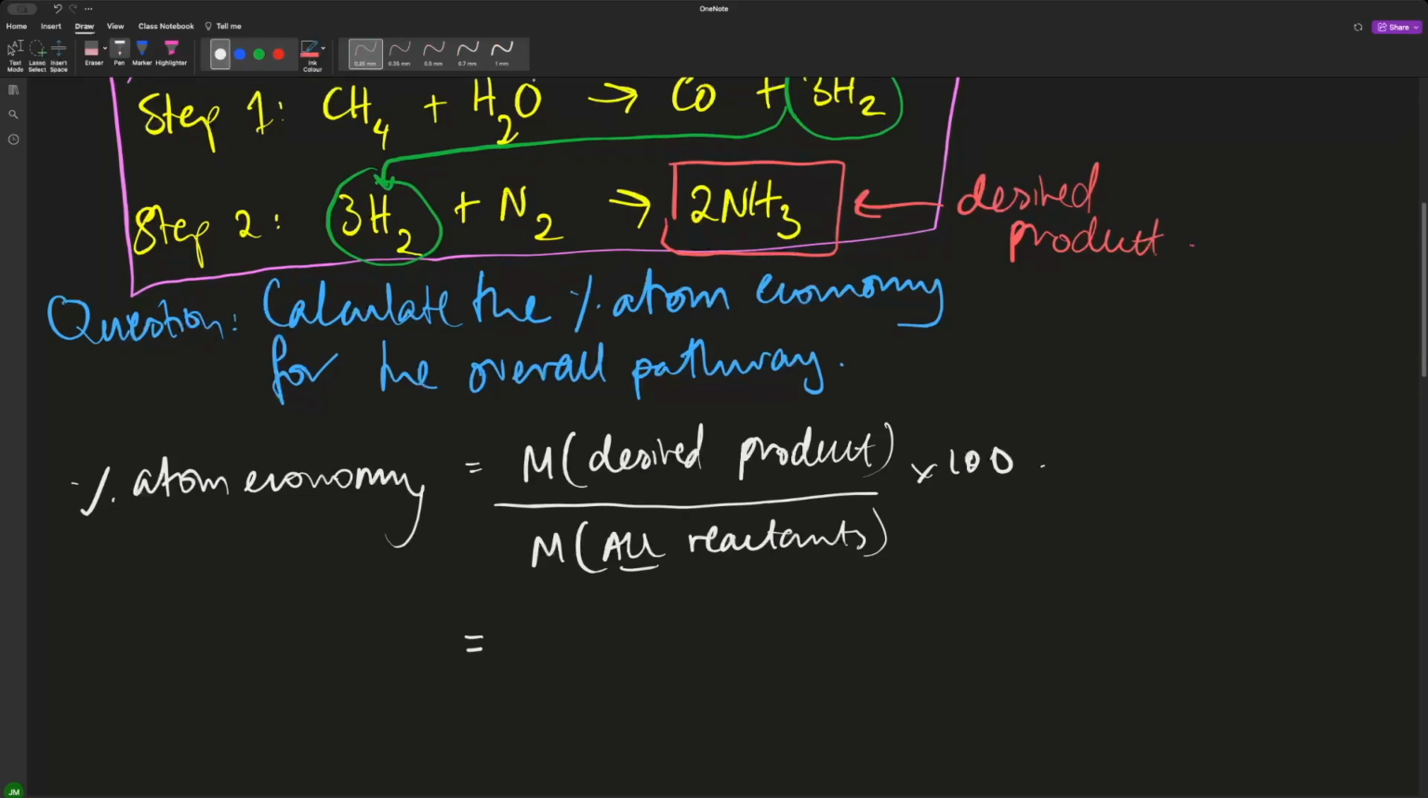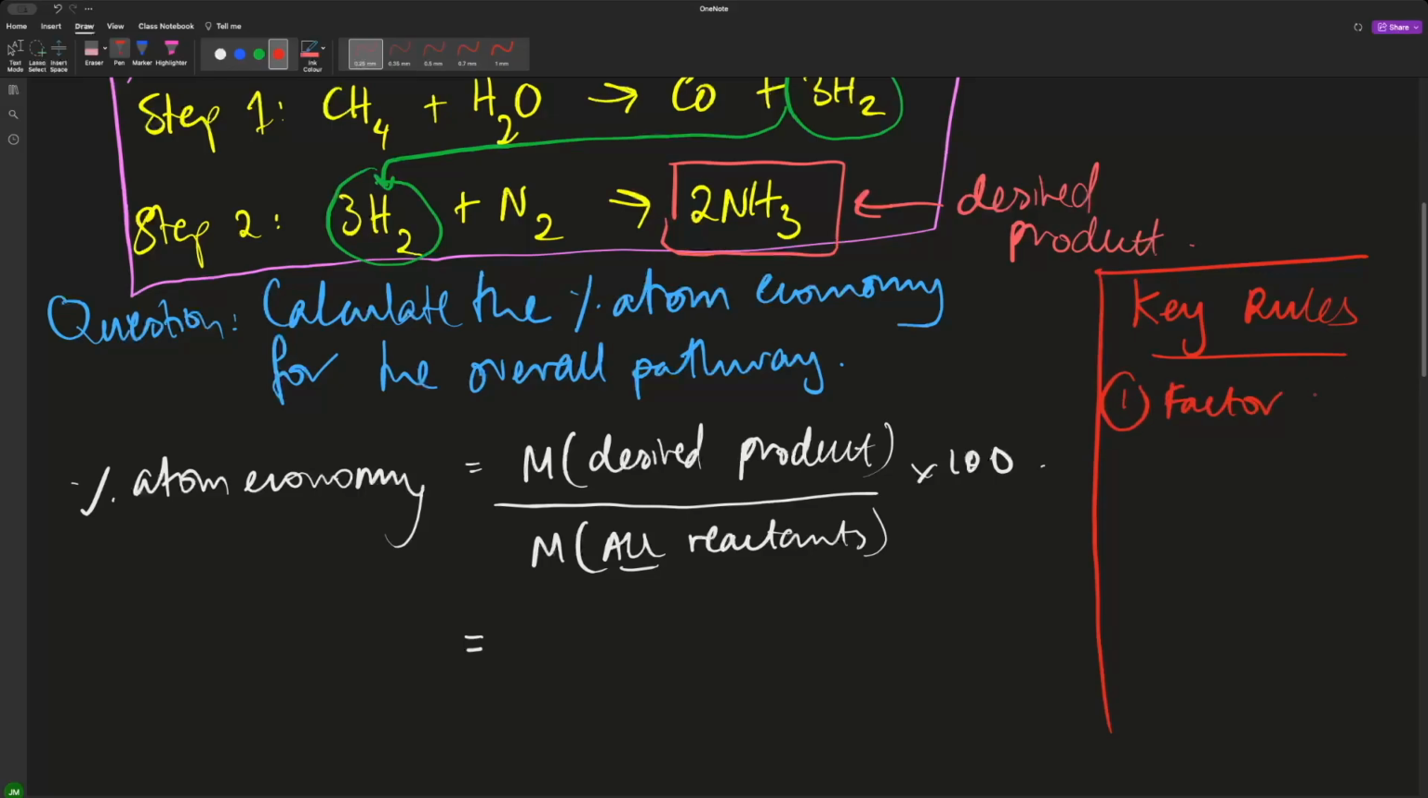Now, key things to remember here. Let's write down some key rules. Rule number one is factor in coefficients. In other words, take them into account. So if it says 2NH3, that means we need 2 times the molar mass of NH3, divided by the molar mass of all reactants.